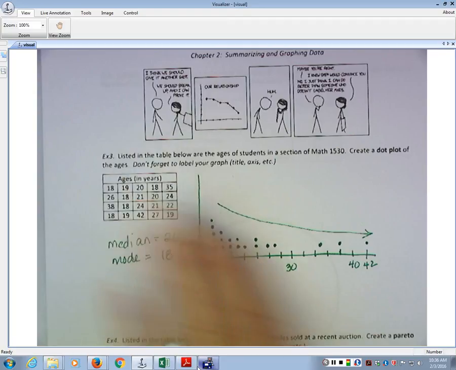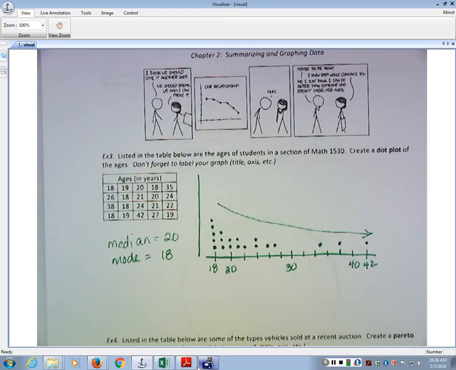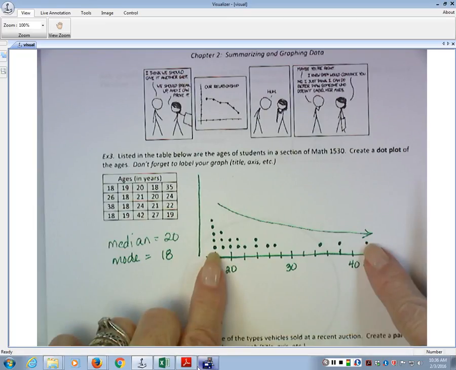And if I wanted to go to the trouble to do it, I could even, without having the data at all, use the dot plot and actually add up all the ages and divide by the 20 students and come up with the mean if I wanted to. Plus, I can find the range. The range is from 18 to 42.